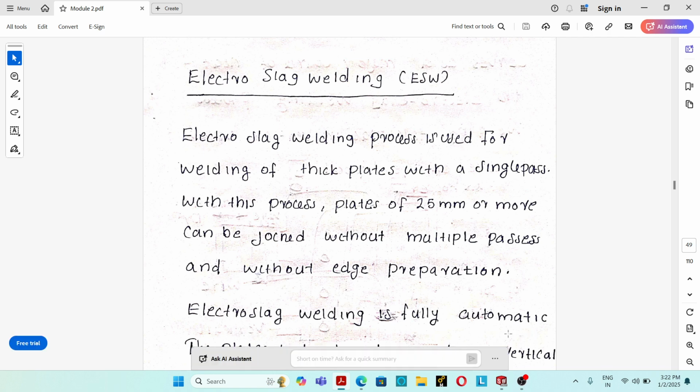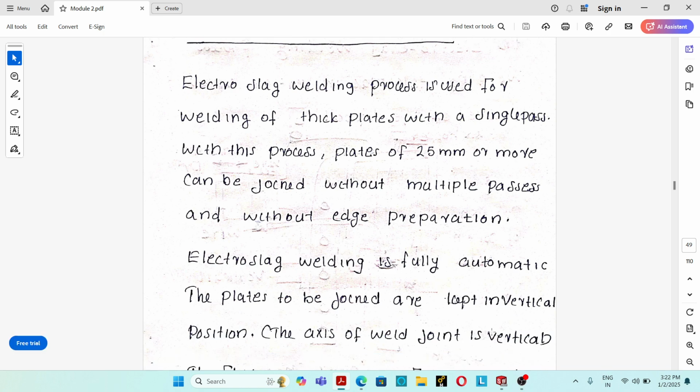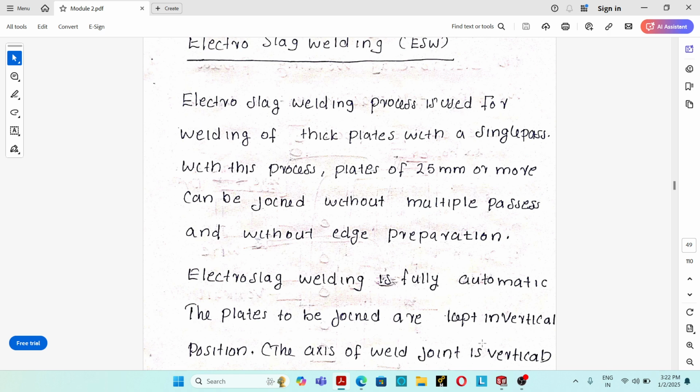See, the electroslag welding process. Electroslag welding process, ESW, is commonly used for welding thick plate in single pass, not multiple pass, single pass. The thickness of the plate will usually be 25 mm or above, and the welded joint is formed without multi passes, without edge preparation.